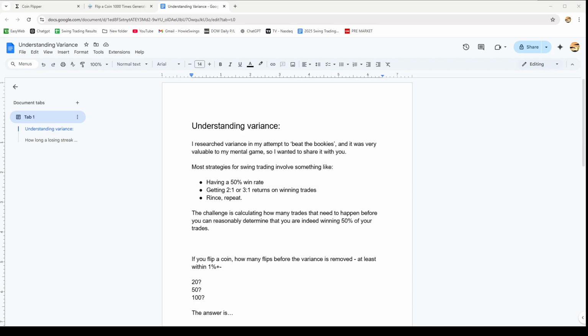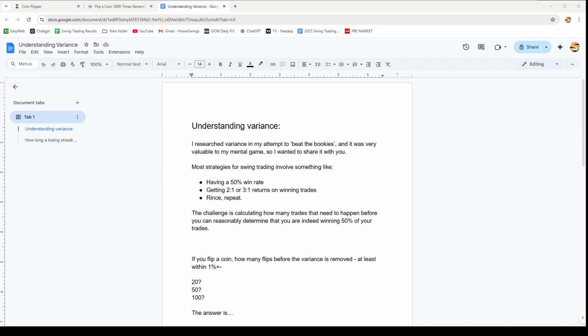I researched variance recently in my attempt to beat the bookies in a sports betting system I was trying to get going. It was very valuable to my mental game when I understood variance, so I thought it would be cool to share it with you guys. So most strategies for swing trading look something like this. You want to have about a 50% win rate. You want to get 2 to 1 or 3 to 1 on your returns when you win, and you want to just rinse and repeat.